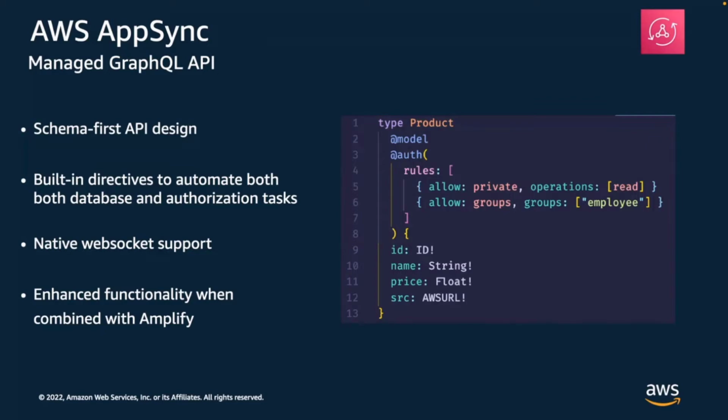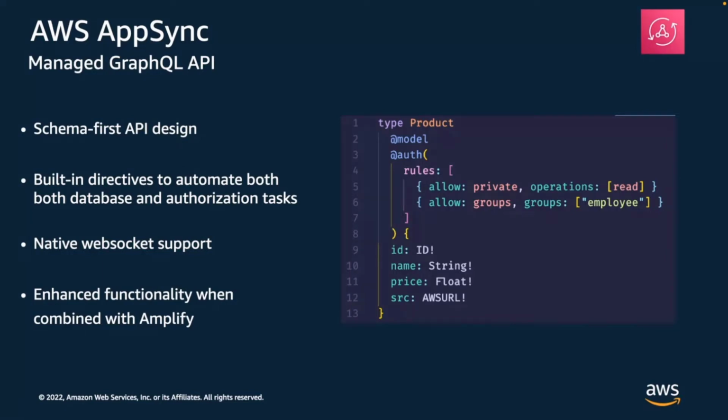On the right-hand side, you can see these @model and @auth directives. Now, those give you enhanced functionality, such as automatically creating a DynamoDB database with @model and having advanced authorization tasks, such as only signed in users can read, in this case, products, and anyone in the Cognito user pool group employee has full access to full CRUD operations. Now, in addition to that, we have WebSocket support as well. And when you combine AppSync with Amplify, you get a lot of enhanced functionality because this really is purpose-built for front-end developers.